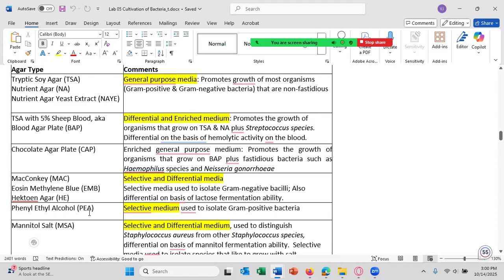Then we have phenyl ethyl alcohol, or PEA media. It is selective media, and it selects for gram-positive bacteria. So if you want to grow gram-positive bacteria, you put it on PEA. If you want to grow gram-negative bacteria, you put it on MAC, EMB, or HE agar.